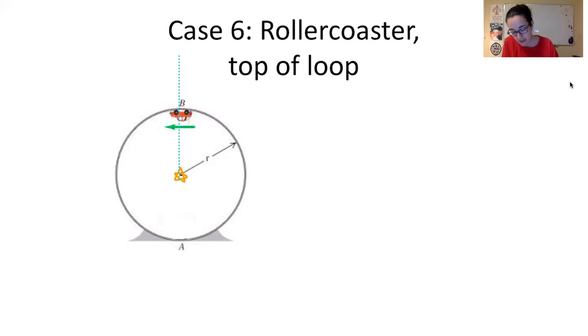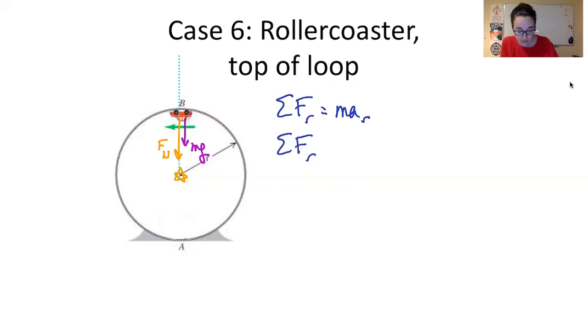All right, so here's my radial axis again. Now, what's confusing about this one is the car is on the inside of the track. So besides mg pointing straight down, the normal force is pointing straight down as well. And so both of those forces are acting together to provide a centripetal force. They are both positive. So we have mg plus Fn here.